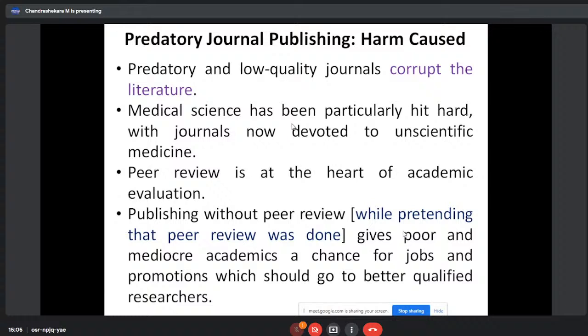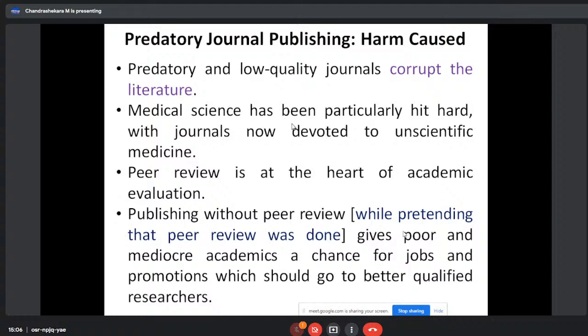Peer review is at the heart of academic evaluation. And another thing: publishing without peer review, by pretending that peer review was done, gives poor and mediocre academics a chance for jobs and promotions, which should go to better qualified researchers.